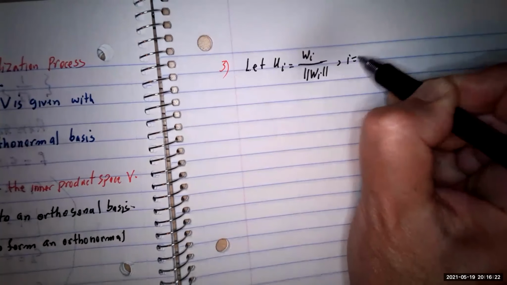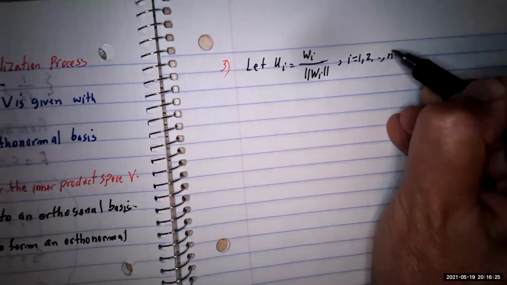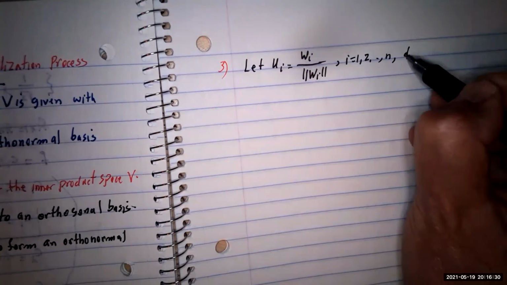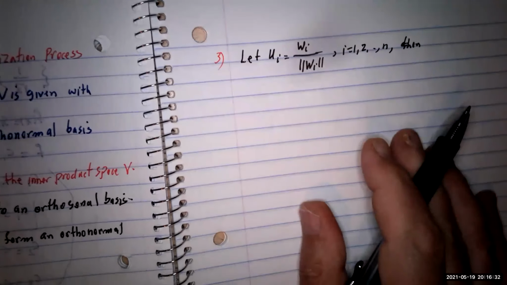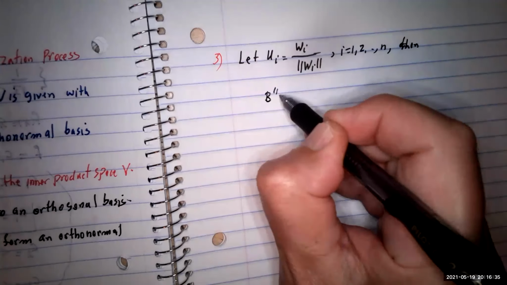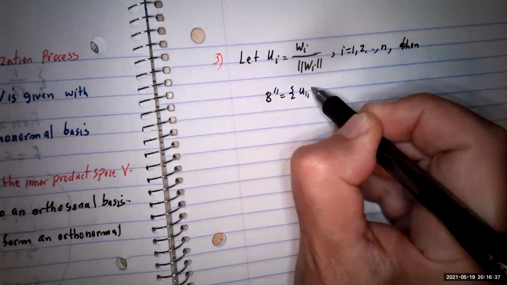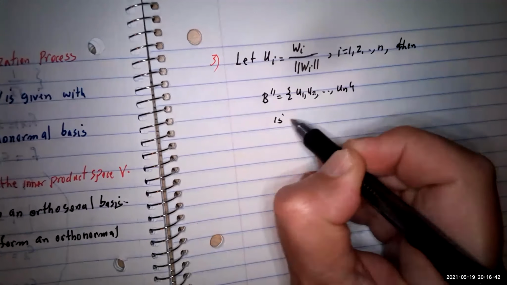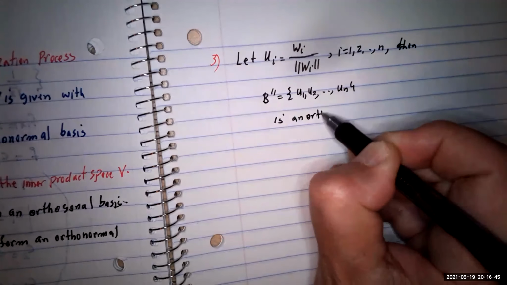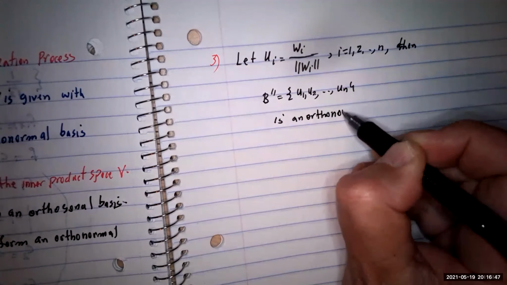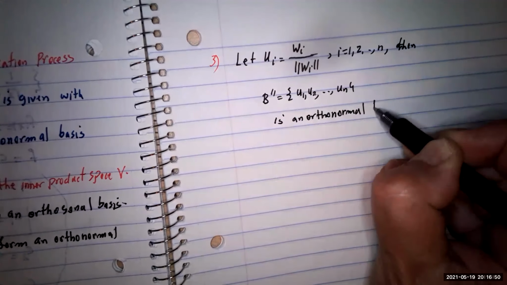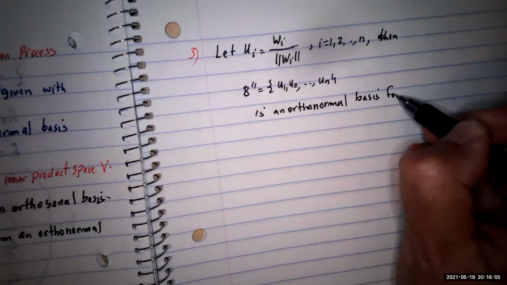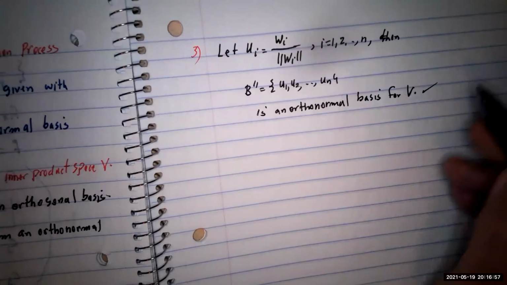Okay, for i equal to 1, 2, up to the end. And then this new one, B double prime, which is going to be u1, u2, up to the un, is an orthonormal basis for the inner product space B.